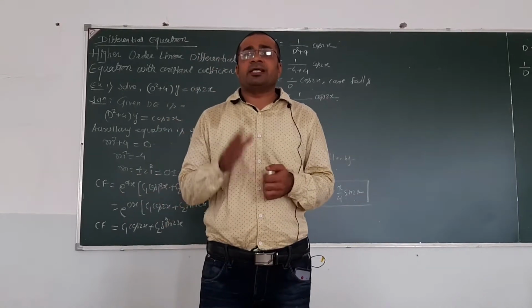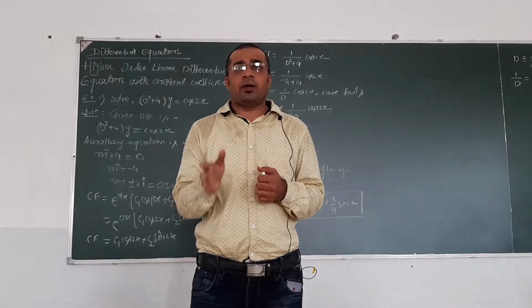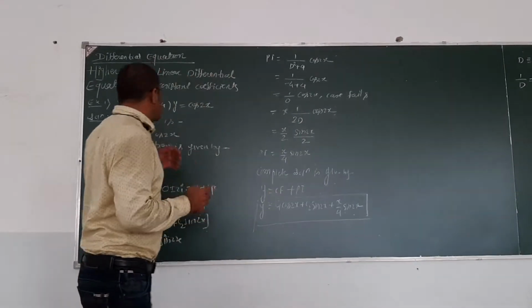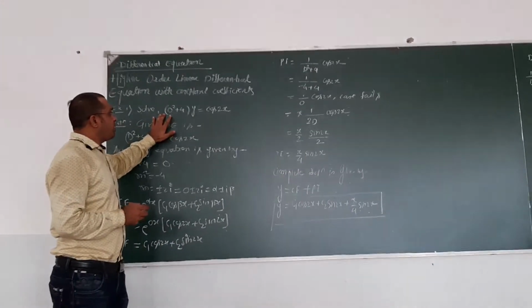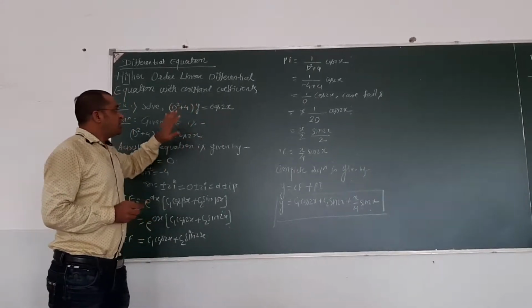Okay, today we are seeing the examples on differential equations. The topic is higher order linear differential equations with constant coefficients. So the first example we saw here is (D² + 4)y = cos 2x. So this is the higher order.